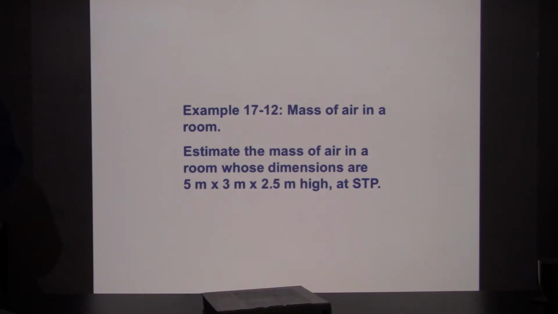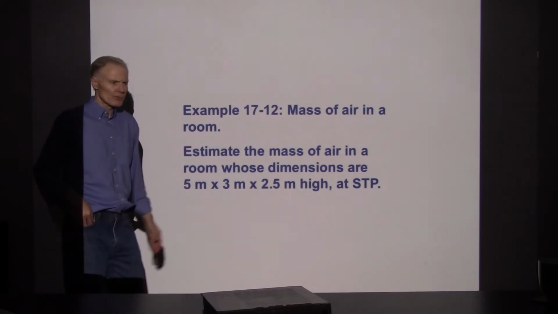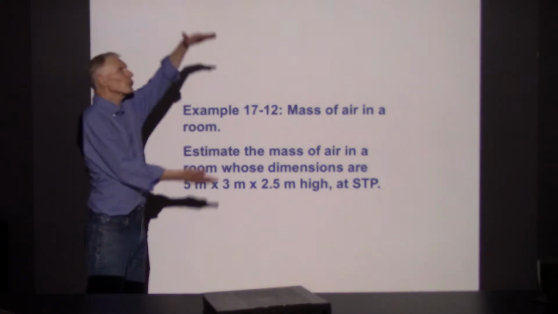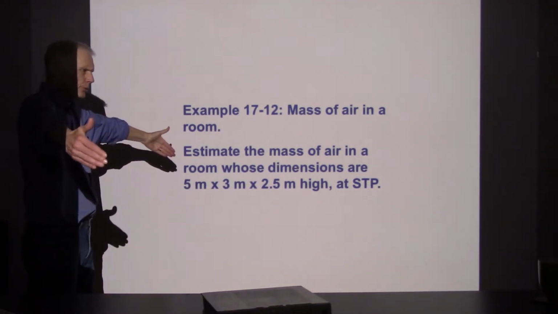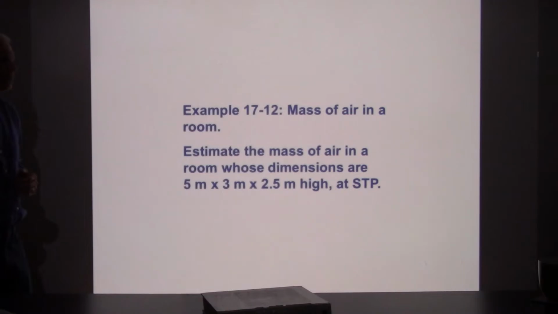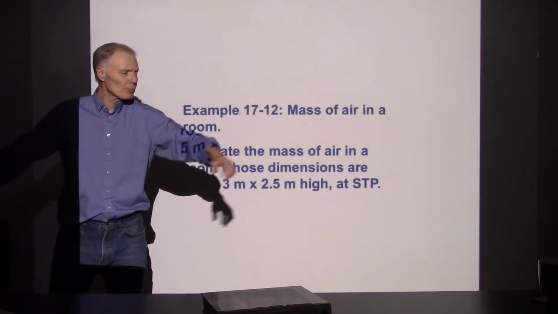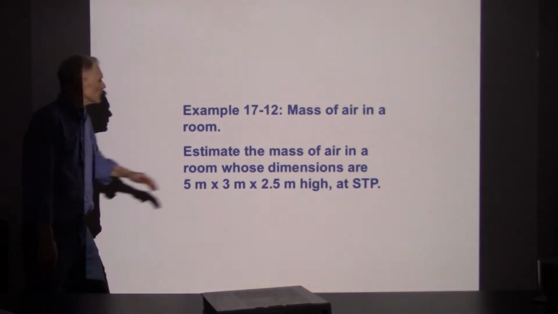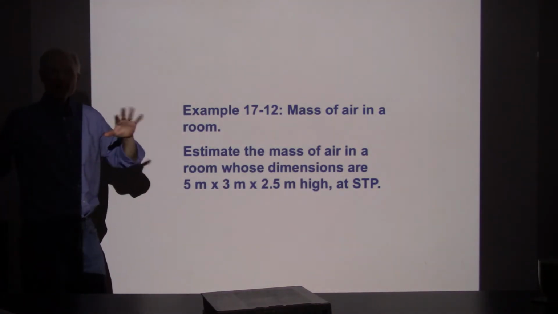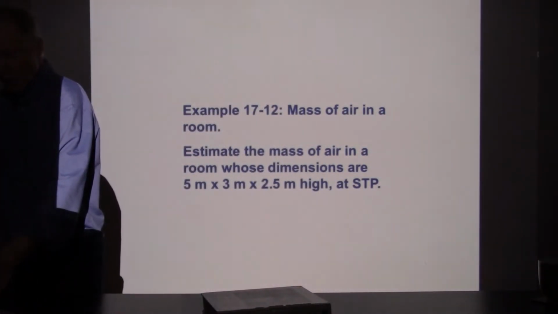What's the mass of air in a room? Estimate the mass of air in a room. Let's say the dimensions are 5 meters, which is about right, 3 meters, actually 3 is very good. I'm just looking at the room here, and from wall to wall, it's about 5. They wrote this problem for this room. 2.5 meters, yep, that's this room. Well, it's not this room, it's the front part of this room. And so what's the mass of all the air in here?